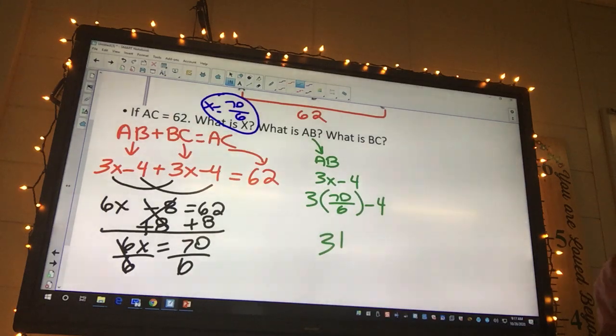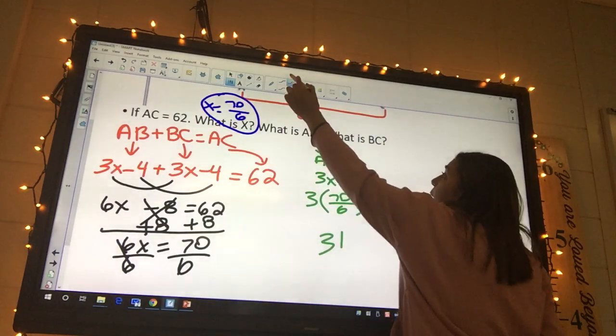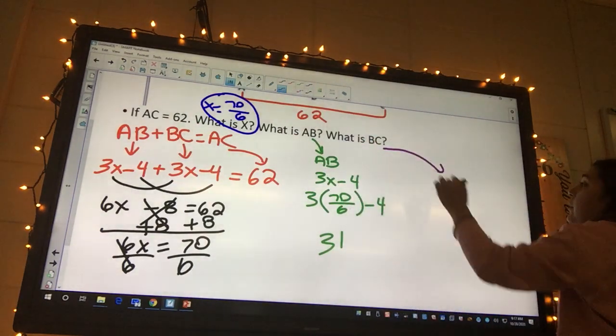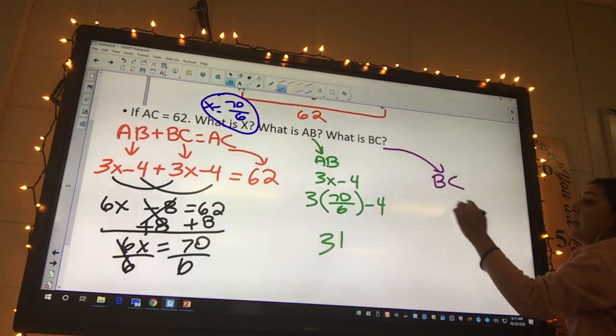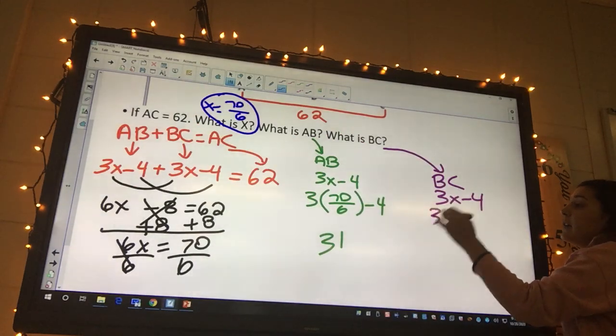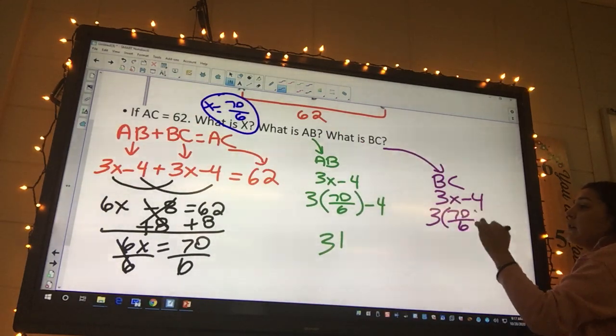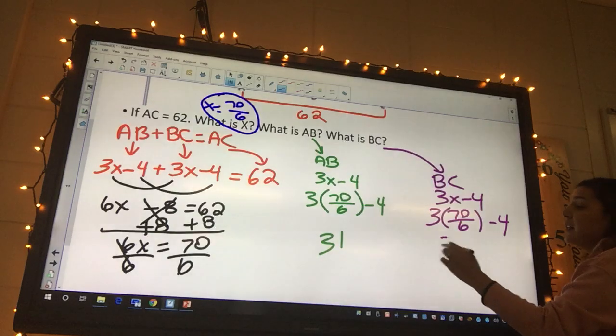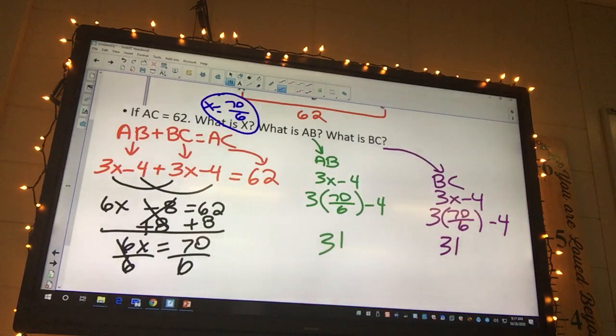What about BC? What do we need to do? It's probably the same thing. Why? Because they are the same problem. 3x minus 4, 3x minus 4. You can already tell they're both 3x minus 4, so if we plug them both in, you're going to get the same thing. However, I'm going to write on your paper because I know some of you are not able to see that. So BC is 3x minus 4. Our x is still 70 over 6. So my BC is still 31. And that makes sense.